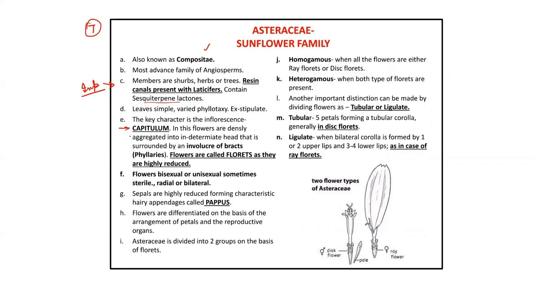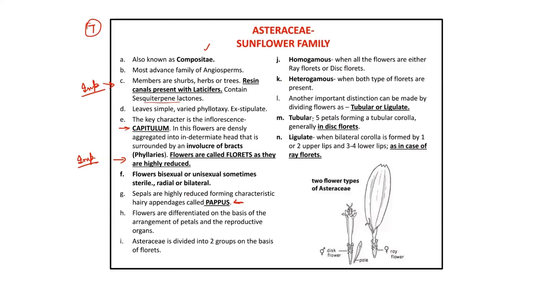Sometimes they tend to ask in which of the following you'll find inflorescence capitulum. So you should be knowing that Asteraceae has got the inflorescence which is capitulum. These kind of question you can expect in exam. Then involucre of the bracts are called as phyllaries, and flowers are florets, and they are highly reduced. This is also a very important feature of Asteraceae family. Then flowers are bisexual or unisexual. Sometimes they are sterile or radial or bilateral. Then pappus is also important. Sepals are highly reduced, forming characteristic hair-like appendages, which is called as pappus.